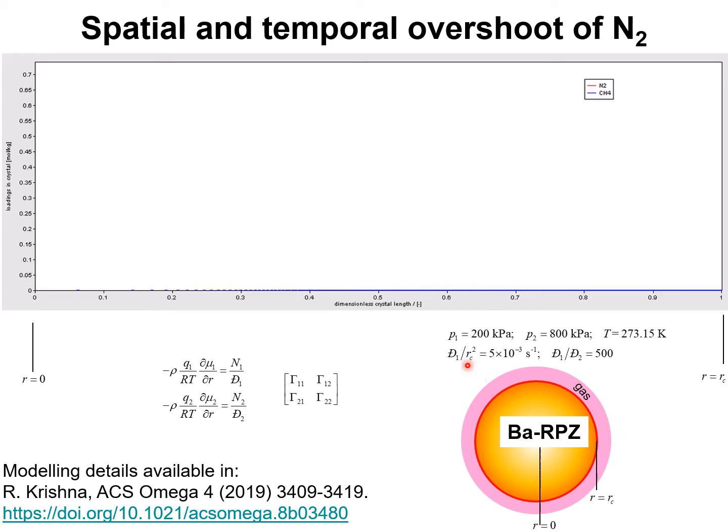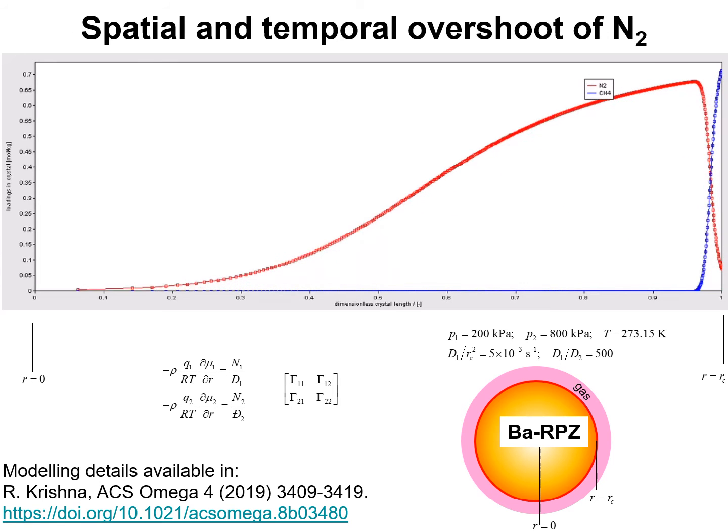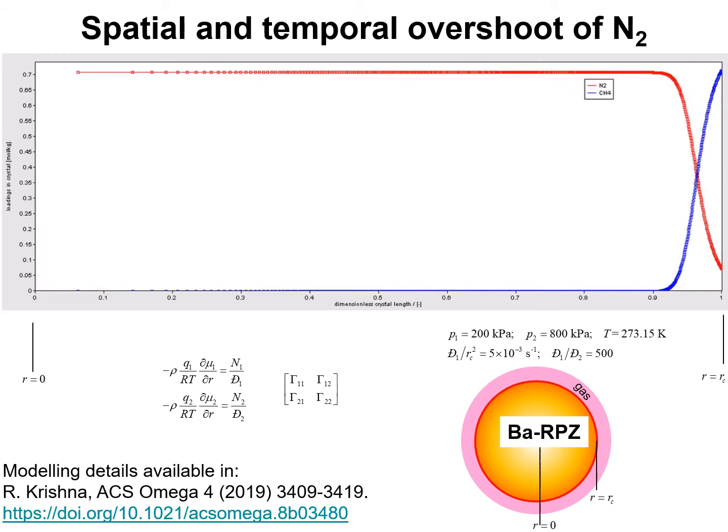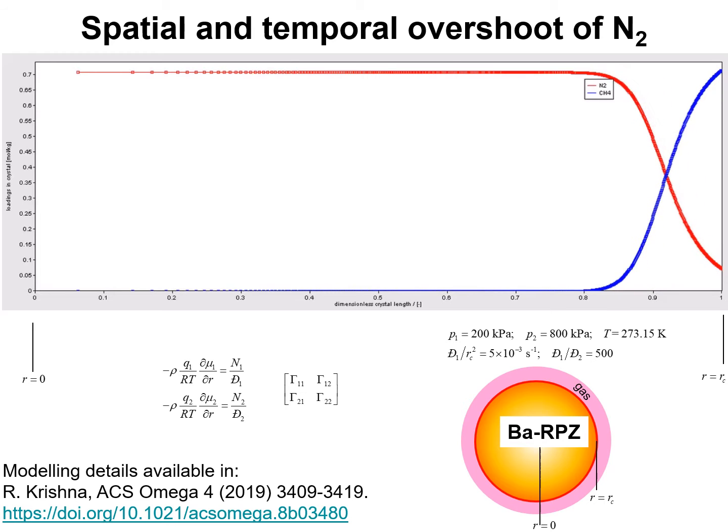The Maxwell-Stefan diffusivities used in the simulations are specified here. These are the values that are obtained by fitting the unary uptake experiments reported by Wilkins. In this animation, we examine the development of the loadings of nitrogen, shown in red, and methane, shown in blue, as it penetrates within the pores of Barium-RPZ.